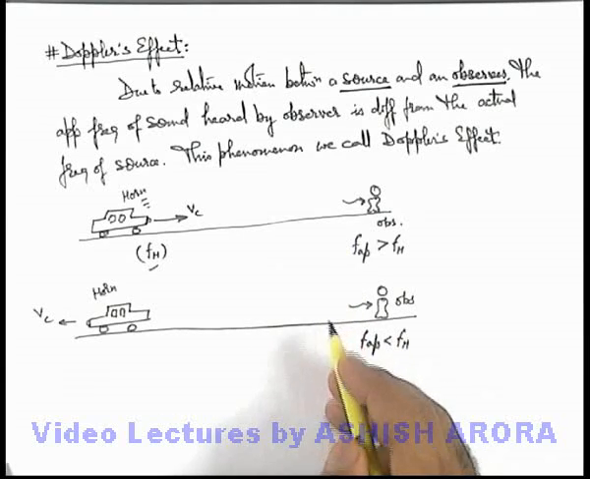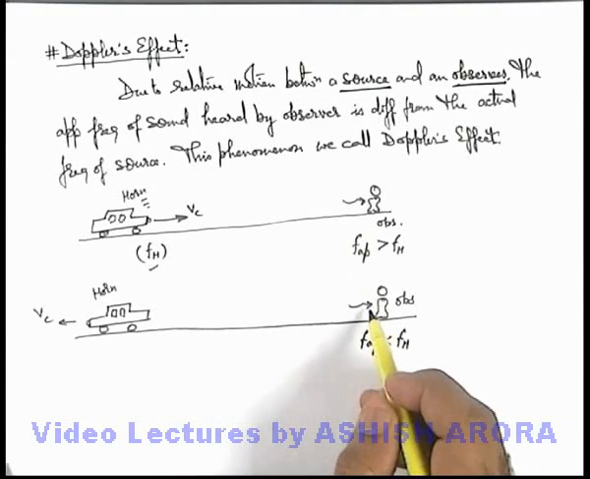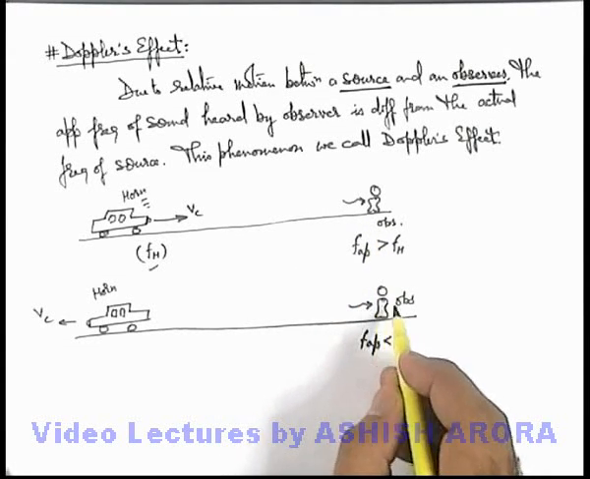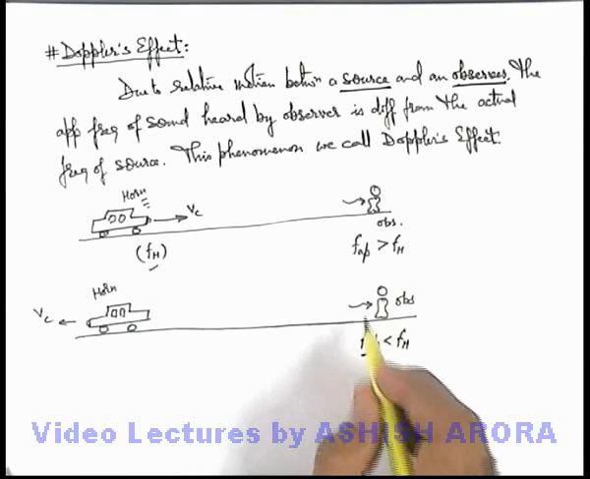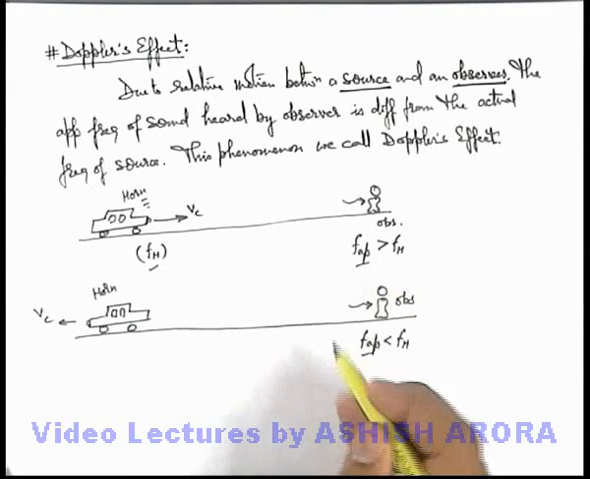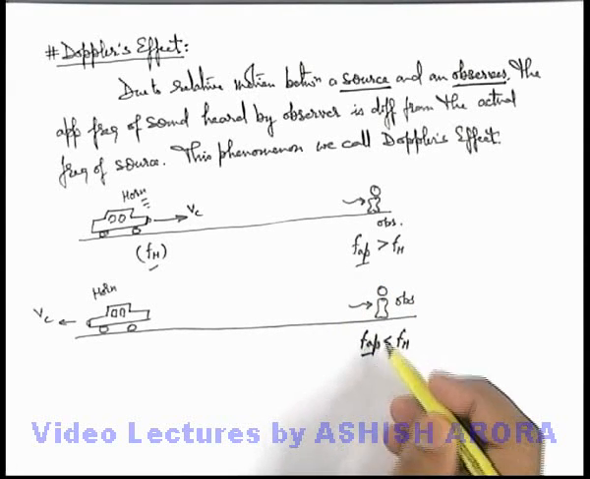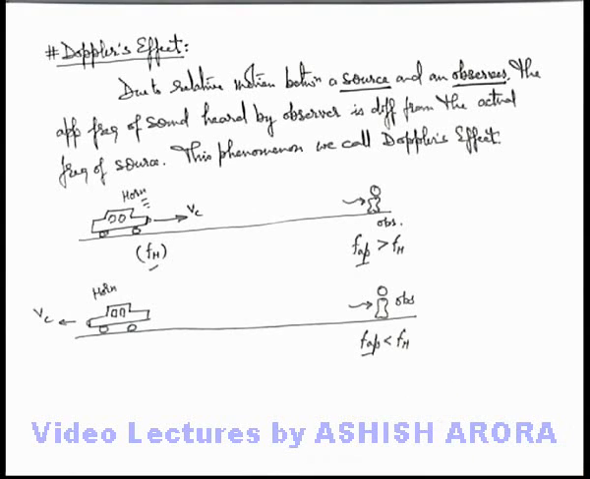Why this happens and how we calculate the frequency heard by the observer, or if a detector is placed instead of observer, the frequency which will be recorded by the detector will be F apparent, it will not be Fh. We are going to analyze it mathematically step by step. Let's also have a look on a realistic situation by which you will get a feel how the change in frequency takes place as a source is approaching an observer and it is receding away.